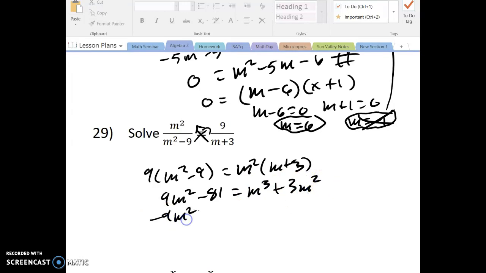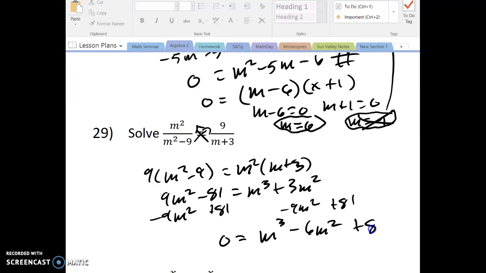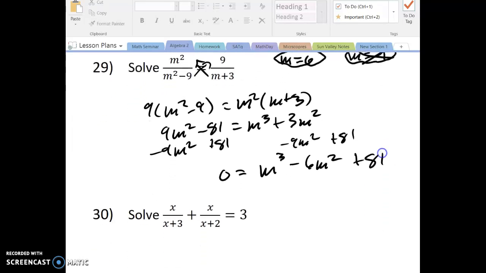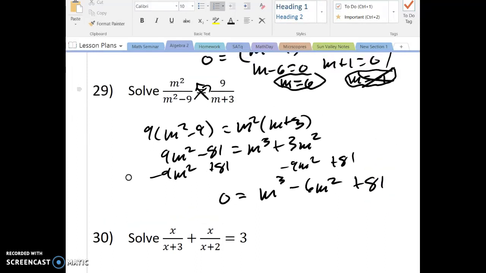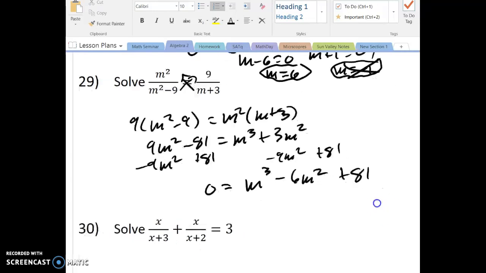We're going to subtract 9m squared from both sides and add 81. So we get 0 is equal to m to the third minus 6m squared plus 81. And then from here, this is quite a difficult problem from what I'm seeing because of how this turned out. So let me just double check my work to make sure I'm right. And I am. So I'm going to use my calculator here to make sure I have the right answer or I'm heading in the right direction. So I use my calculator here.